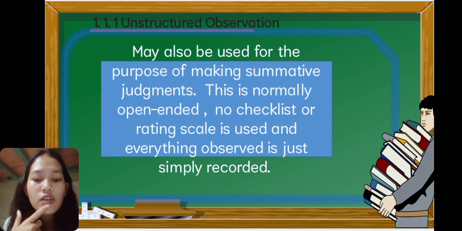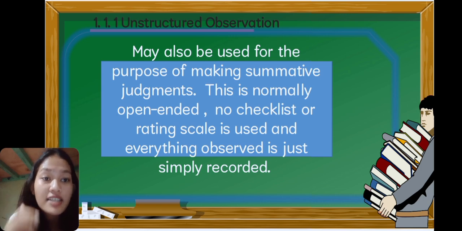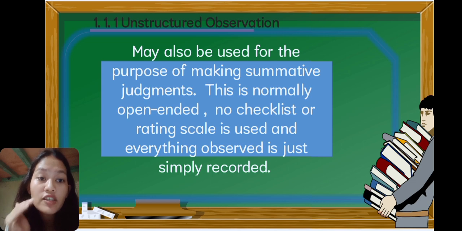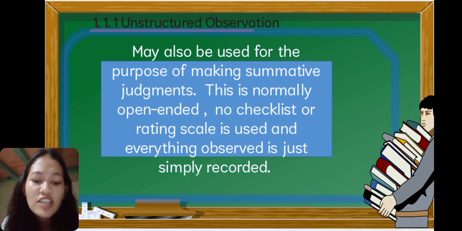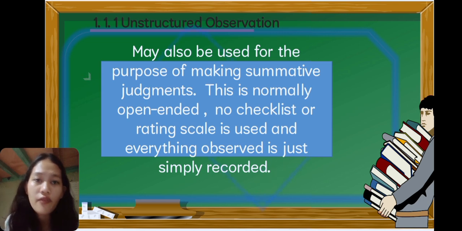Unstructured observation may also be used for the purpose of making summative judgment. This is normally open-ended, with no checklist or rating scales in use, and everything observed is simply recorded. It is more realistic, because teachers can record everything they have observed and are not limited by what is contained in a checklist or rating scale. So there is no problem if specific behaviors are not displayed, and behavior that was not previously listed can be added. That is the unstructured observation.